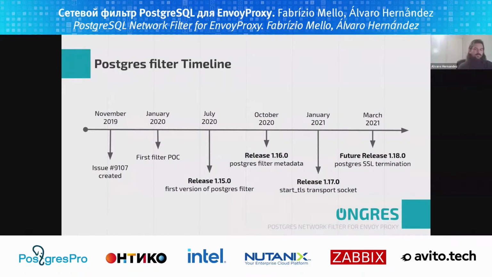The last release was 1.17, released this month, in January. We released on Envoy the Start TLS transport socket feature. This is very important for a feature called SSL termination in a next version. We hope we can finish it for the next version, which will be released next March. But this is the plan.